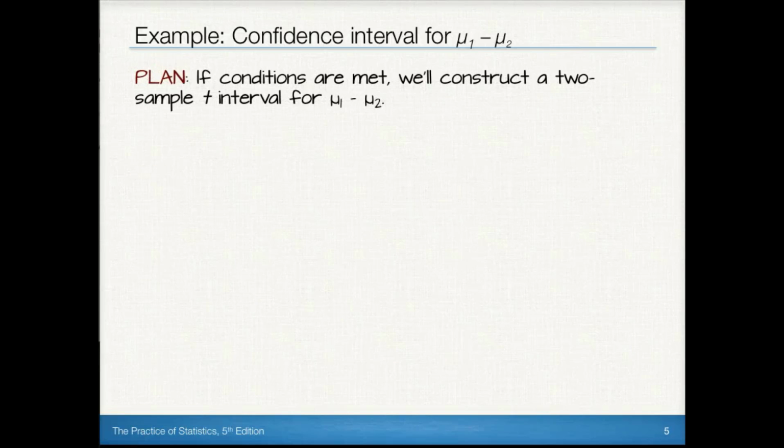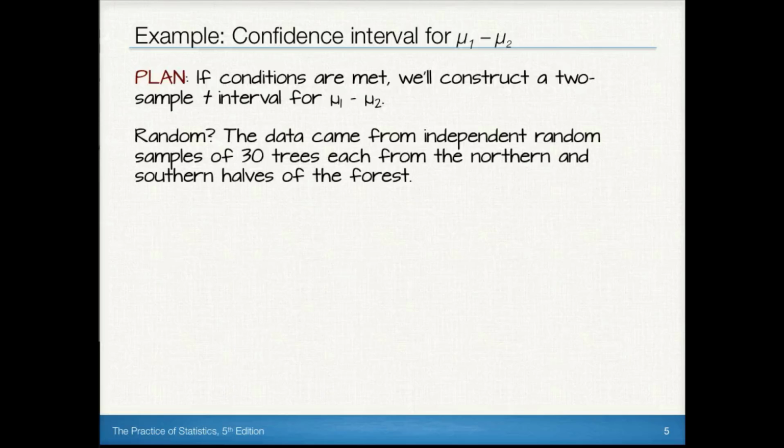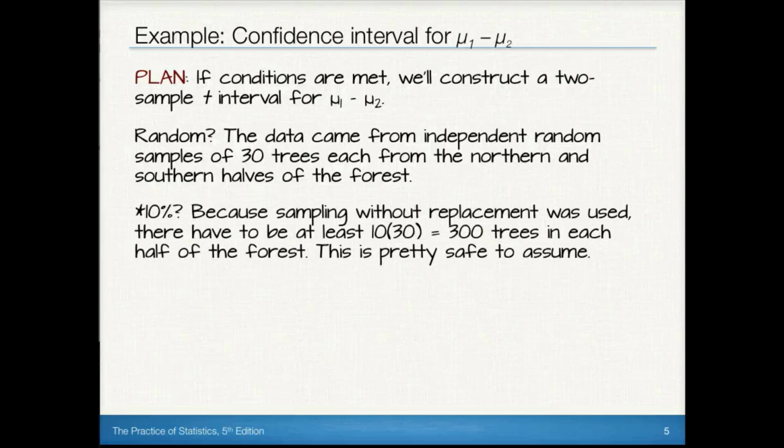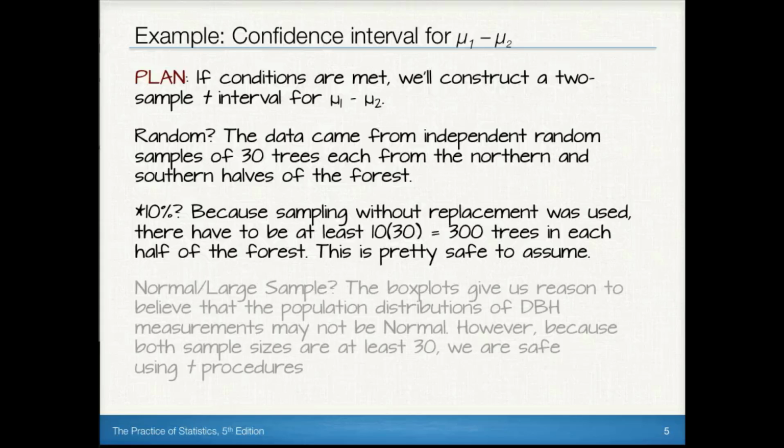Well, if our conditions are met, we'll construct a two-sample t-interval for the difference in means. We note that the data came from independent random samples of 30 trees each from the northern and southern halves of the forest, so our random condition is met. Because we're sampling without replacement, we have to check our 10% condition. We need at least 300 trees in each half of the forest, and I'd say that's pretty safe to assume.